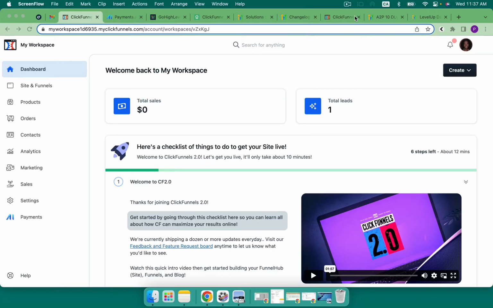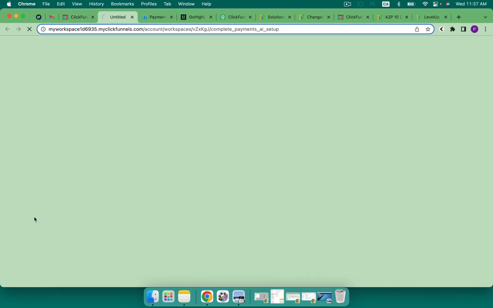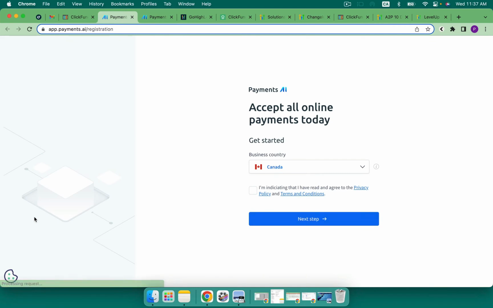I was very excited by ClickFunnels because they have what they're calling payments.ai. And I loved it because it seemed very innovative and cutting edge, and it takes payments from both Stripe and PayPal, but also Klarna, Coinbase, Bitcoin. Beautiful. Love the innovation there.